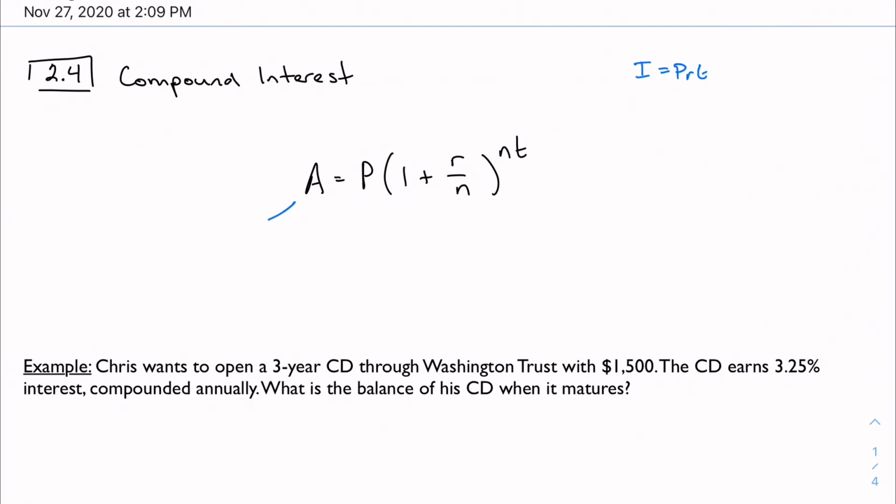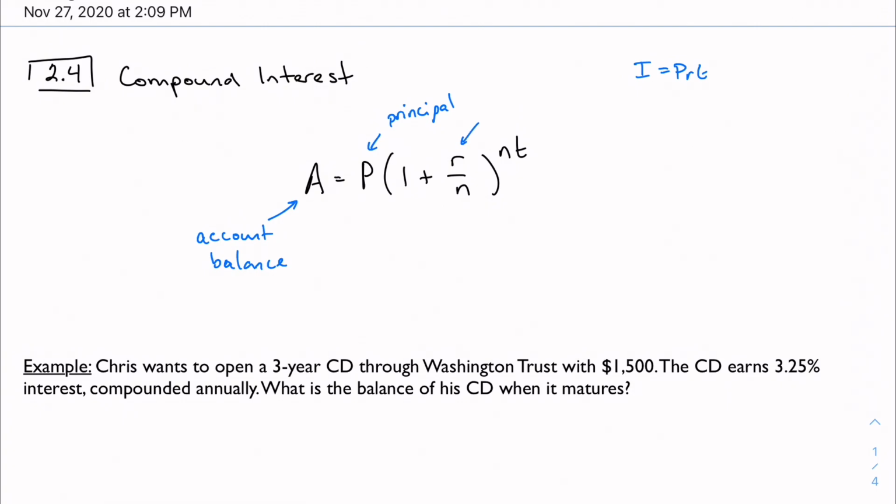So instead of dealing with just the interest awarded in simple interest, the compound interest formula actually gives you your account balance. It just spits out your account balance, and if you wanted to know just the interest earned, you'd have to do a little extra work. P is still your principal. That's still your starting amount.